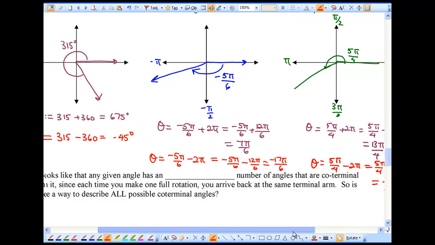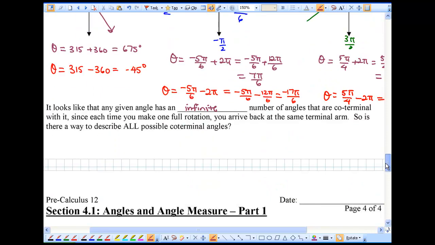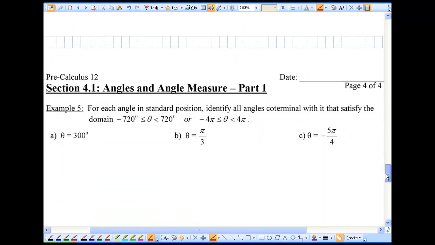It says here, it looks like that any given angle has, and the key word here is, I can keep going on and on and on, adding 360 or subtracting 360, or in the radians case, adding 2 pi or negative 2 pi. So there seems to be an infinite number of angles that are coterminal with it, since each time you make one full rotation, you arrive back at the same terminal arm. So my question to you is, is there a way to describe all the possible coterminal angles? Well, let's take a look on the next page.